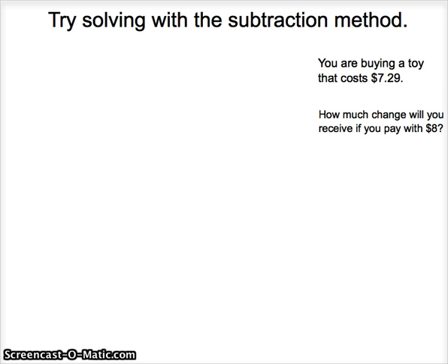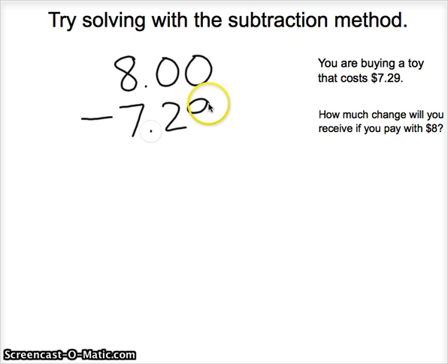Now, if you'd like, you can try using the subtraction method if you want to try that one. So push pause now. Okay, let's try it. $8 minus $7.29 because subtracting will always give us the difference. Since we don't have any pennies and we don't have any dimes, we need to trade one of the dollars. So we take one of those away and now we have 7. And for that $1, we can trade it for 10 dimes.